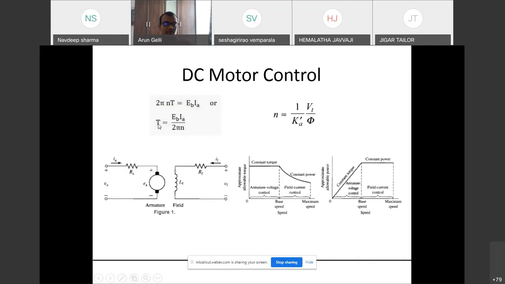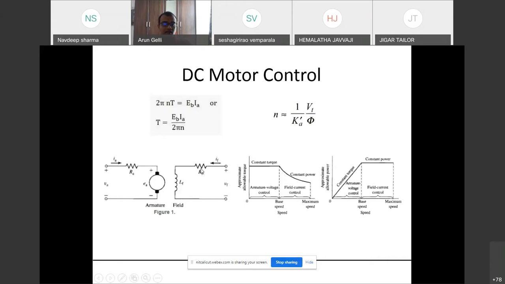As you can see from this equation, torque is proportional to the armature current. So if you want to control the torque of the machine for various loads, you control the armature voltage, and indirectly you get a controlled current. You have a direct relation between the torque and the armature current, so in order to control the torque, you control the armature.